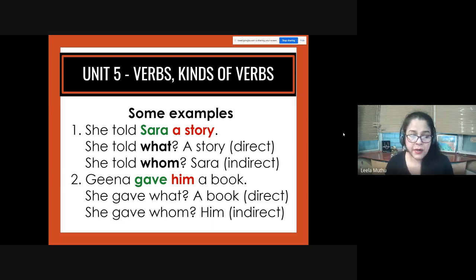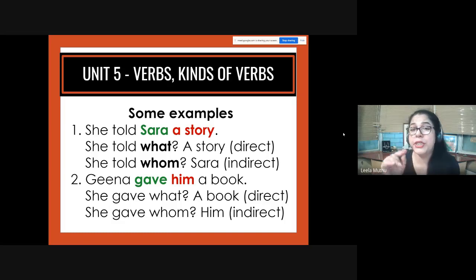Now, Gina gave him a book. Gina is the doer of the action. Gave is the verb. Gina gave what? A book. Direct object. Gina gave whom the book, or gave the book to whom? Him.